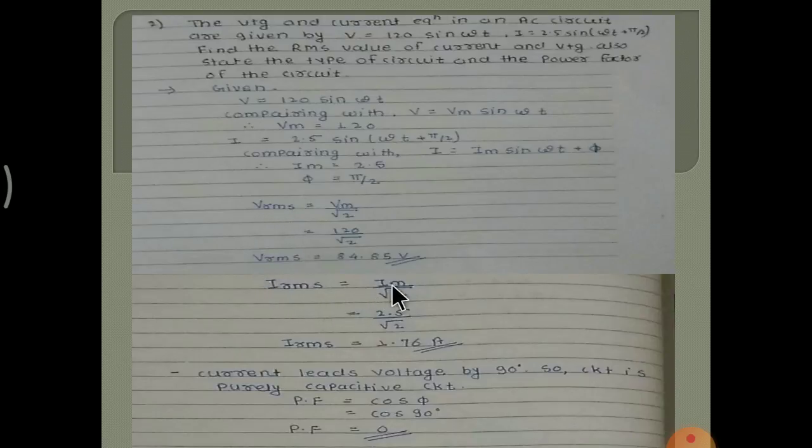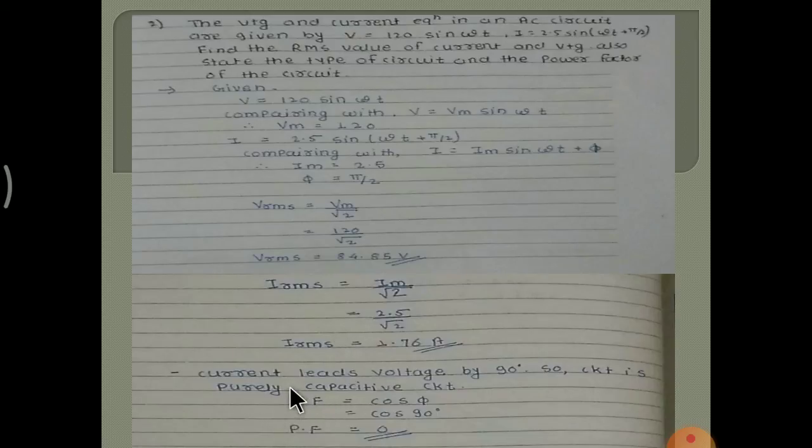IRMS is equal to Im, Im means maximum current, Vm means maximum voltage. So IRMS is equal to Im upon root 2. Im is equal to 2.5. This is Im 2.5 divided by root 2. IRMS is equal to 1.76 ampere. We got the RMS value of voltage and current.